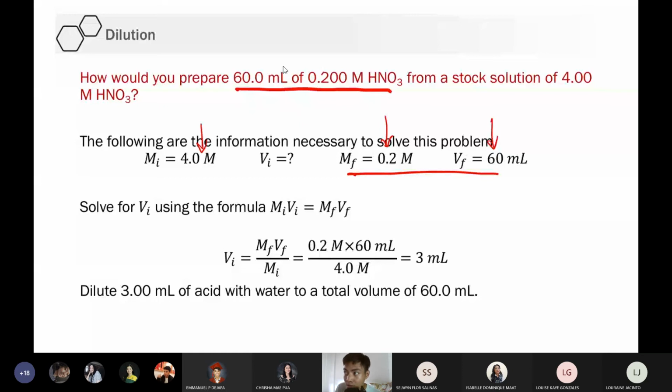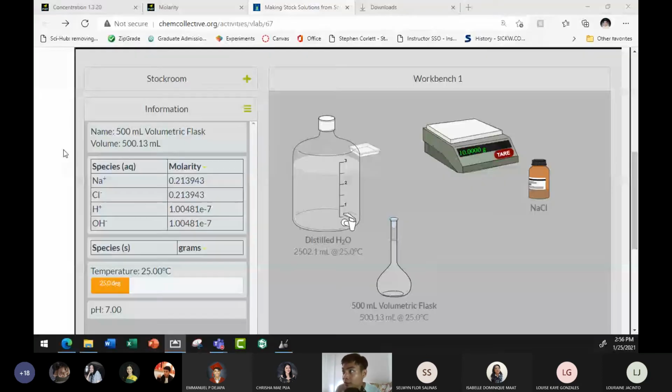Okay? So, ang kailangan natin gawin, we dilute 3 ml of the acid with water to a total volume of 60 ml. Okay? So, pag nahalo natin yung 3 ml ng 4 molar nitric acid to 60 ml water, magiging 0.2 molar na siya. Okay? So, I'll give you some more example using our virtual lab. Balik tayo sa ating laboratorio.